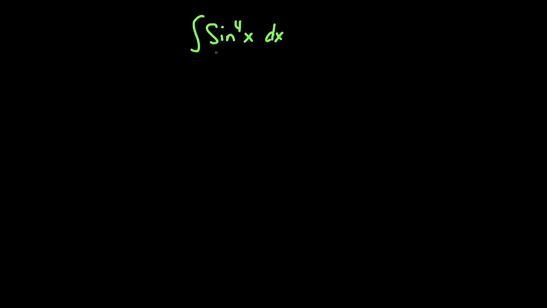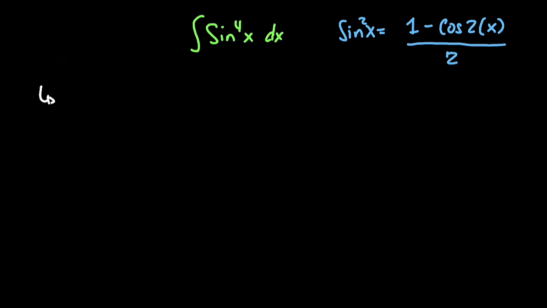Let us evaluate the integral of sine to the power 4 of x. When dealing with an integral of sine and your exponent is an even number, you would want to use this trigonometric identity wherein sine squared of x would be equal to (1 minus cosine twice of the value of x) over 2.